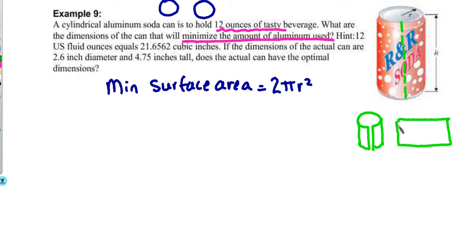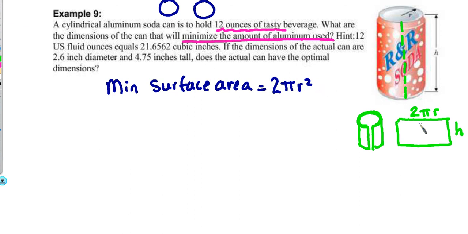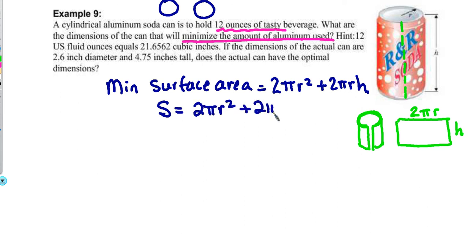Now, this part of it is nothing more than the height of my can, so that's going to be h. But the length here comes from this unwrapping of this section right here. And that's nothing more than going to be the circumference of the circle. Circumference of a circle is 2 pi r. So the surface area of the sides is going to be the area of this rectangle, so it would be 2 pi r times h. So that's my first setup for my primary equation. I have surface area, which we can just call S, equals 2 pi r squared plus 2 pi r h.